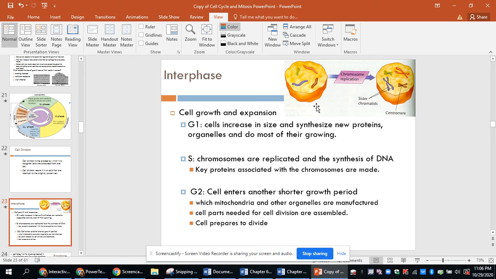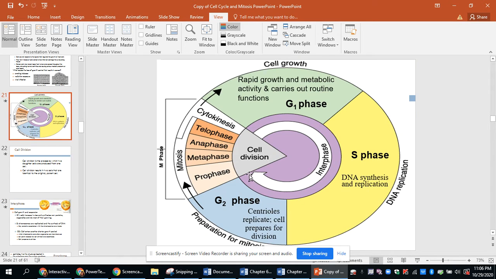This is where the cell gets bigger, and it makes things, the organelles and cytoplasm and things inside. S stands for DNA synthesis, or making DNA copies. And then finally, G2 is the second growth phase, and this is where it's preparing for cell division. And we go straight from interphase into cell division, which is divided into two parts: mitosis and cytokinesis.